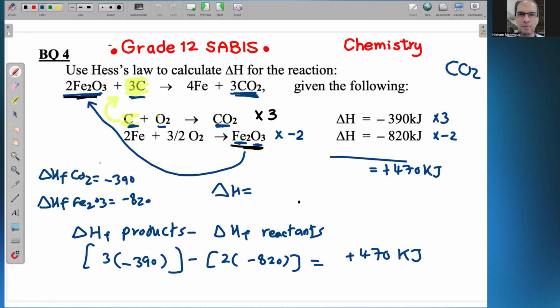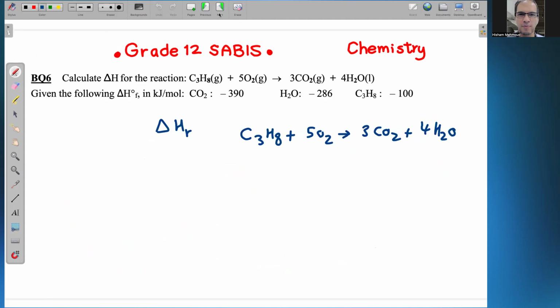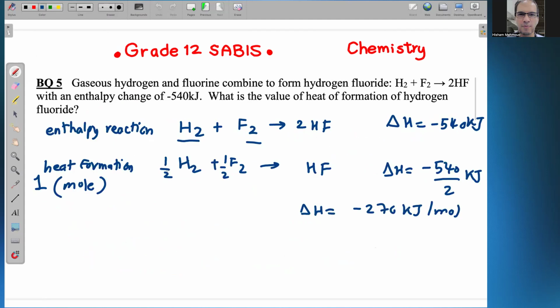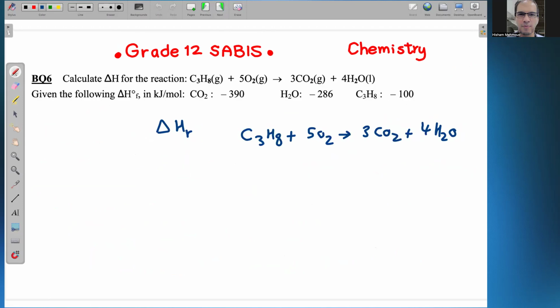So the delta HR, like in the last question, is the delta HR in basic question number 5. Here it means the enthalpy of the reaction, whatever the number of moles reacted or formed. So I have the values of the delta H of formation. Do you remember how we got the delta HR from the delta H of formation? We said it's the delta H of formation of the products minus the delta H of formation of the reactants.